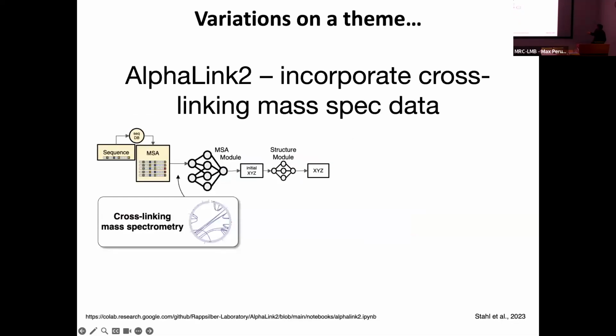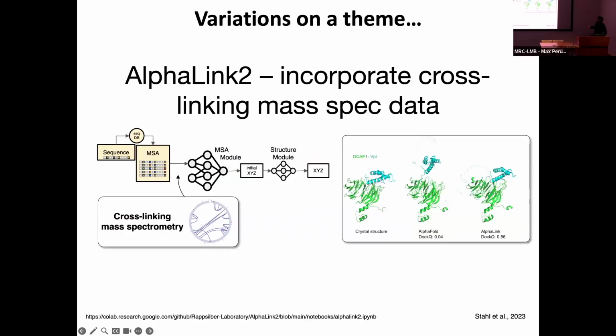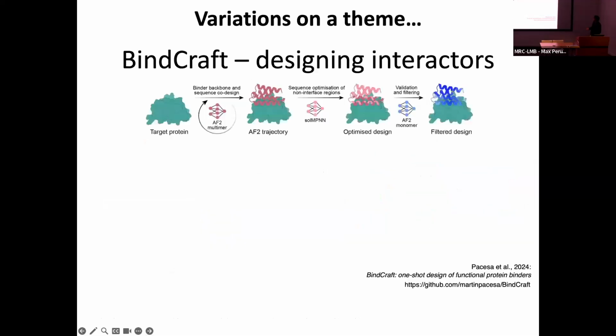Another way to use AlphaFold has been something called AlphaLink 2, where as well as the sequence, you can also input your cross-linking mass spectrometry data. The cross-linking mass spectrometry is going to tell you which residues are close to one another, and that's going to help AlphaFold to predict the structure. For example, this is the crystal structure. If you only gave the sequence to AlphaFold, it apparently failed, but when you supply the cross-linking data, it succeeded.